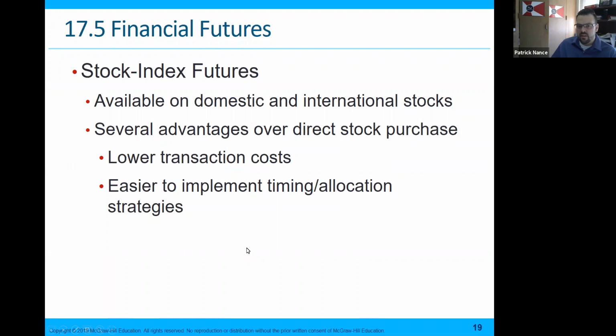Stock index futures are available on domestic and international stocks. There are several advantages over direct stock purchases. One, it's usually lower transaction costs because you're buying groups, kind of like a mutual fund type situation. Usually it's easier to implement timing allocation strategies when you have diversified purchases, because when you buy a stock index, that's already inherently diversified. In the first place, the reason indexes are what they are is that they're supposed to be representative, which means they're diversified across the market.